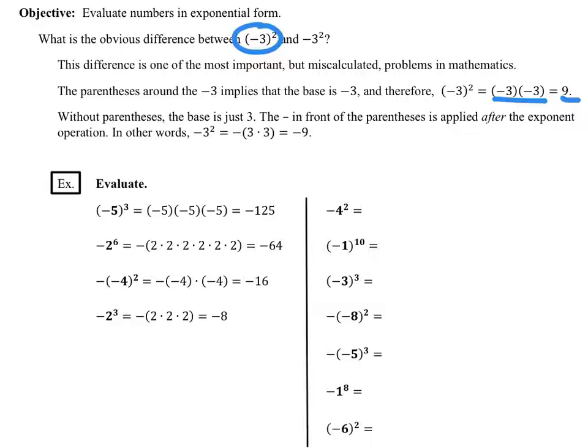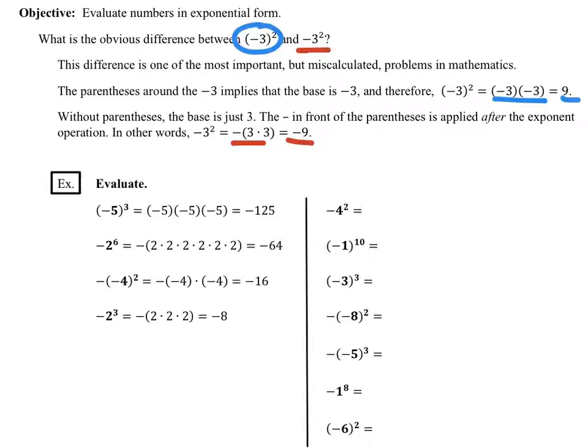But the problem is where we got no parentheses like we do on this one, then there's only the 1 negative making the answer negative. So if you don't see a set of parentheses, then the exponent does not apply to the negative. It just means that the answer will be a negative.